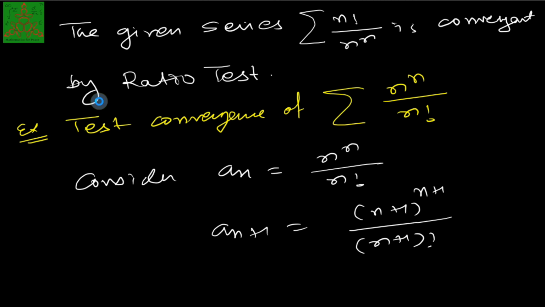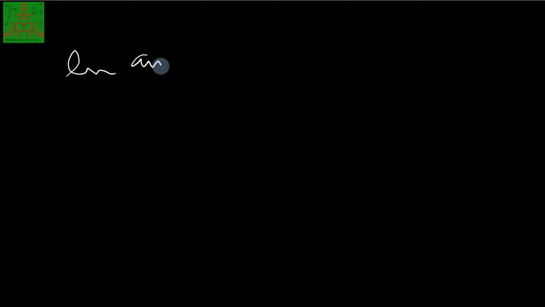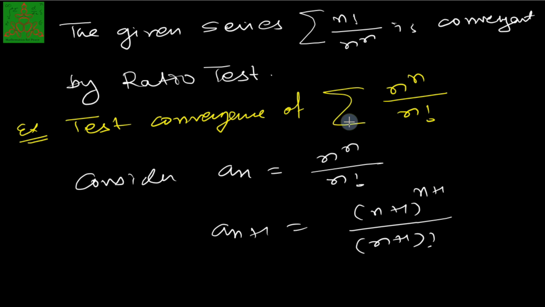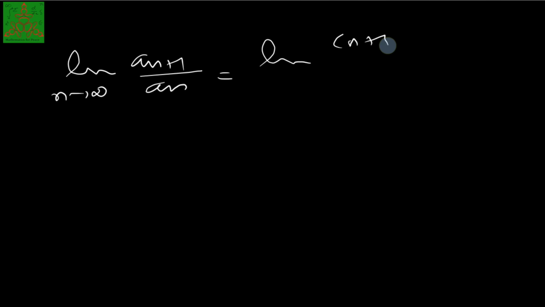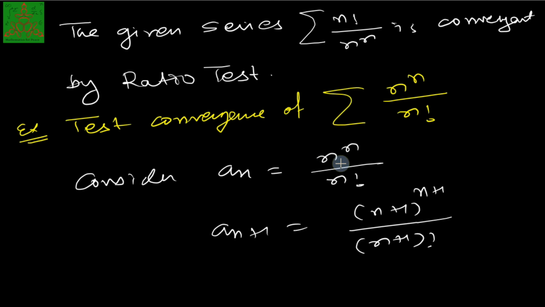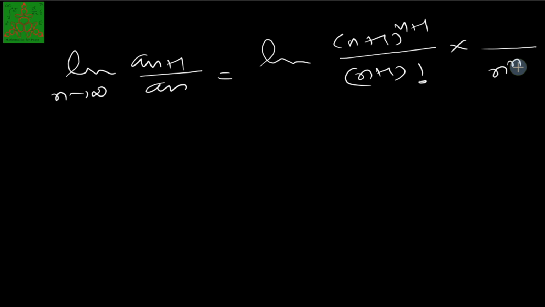Let us calculate the limit of an plus 1 upon an as n tends to infinity. So the limit of an plus 1 upon an, we can substitute, that is n plus 1 power n plus 1 upon n plus 1 factorial, in multiplication with the term where the denominator n power n, and the n factorial in the denominator goes in the numerator. You just observe that this n factorial will cancel with this one, left with n plus 1, and one n plus 1 is cancelled.